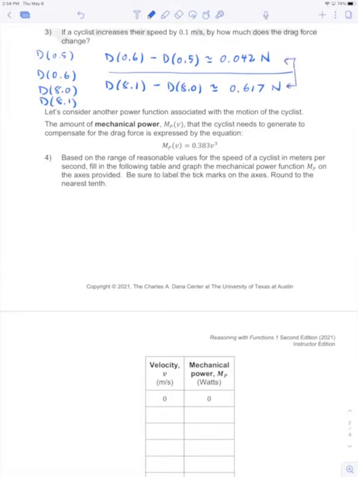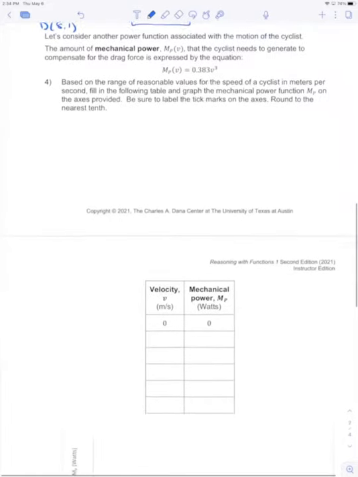So here we have the inputs. Notice that we put these values in. They're just 1/10 apart, and they're 1/10 apart here. But the outputs, up here and up here, are definitely different. So it varies depending on the original speed of the cyclist. Let's move on. I'm going to slide this up here.